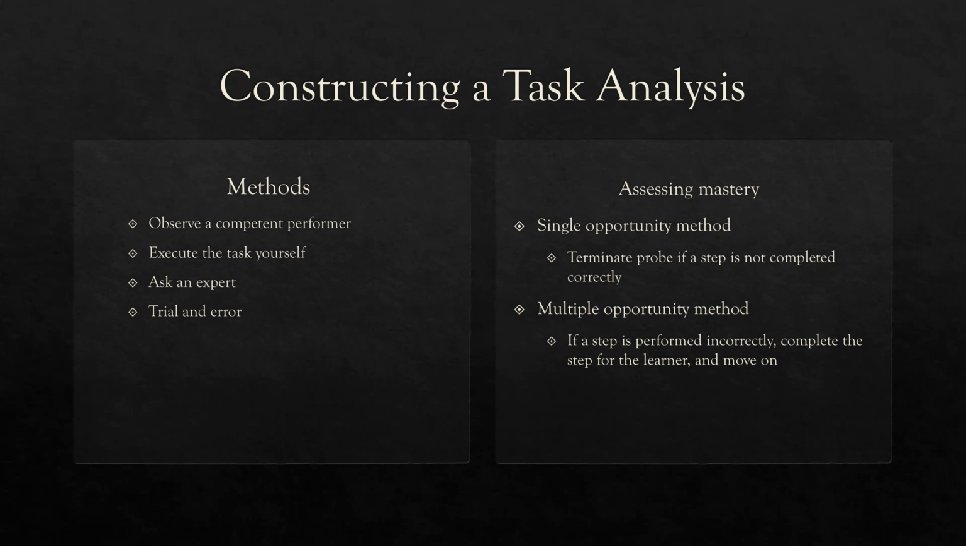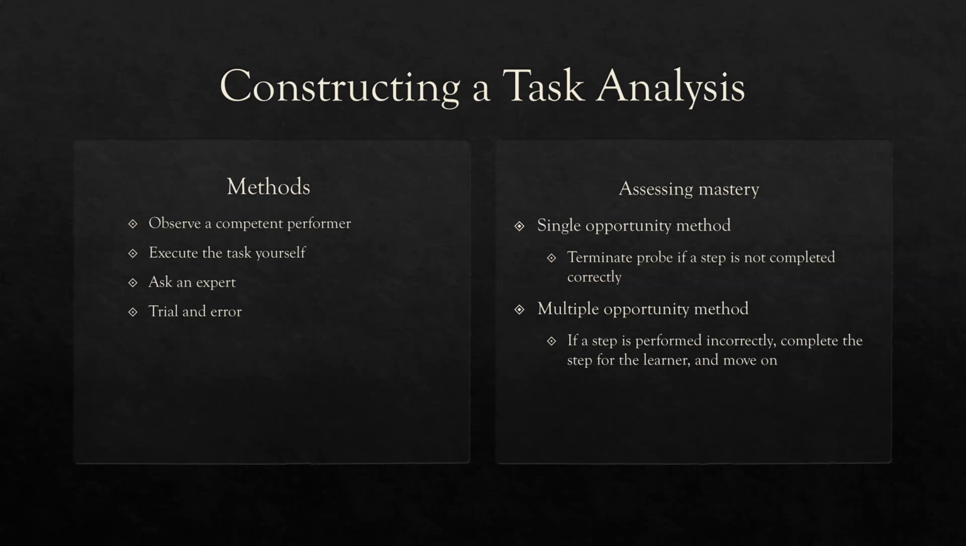2, you can execute the task yourself. So if you are able to complete whatever chain we're trying to do. If you can't ride a bike, then obviously you're not going to execute the task yourself of riding the bike. But if you can, that's perfectly acceptable. 3, you can ask an expert. So if you're trying to teach somebody to cook, asking Gordon Ramsay would be a great way to conduct a task analysis. And 4, trial and error. So you can do it the hard way, right? Where we construct this task chain, and through trial and error, we figure out what is the best way to teach these steps. What are the best steps? All 4 of these are perfectly acceptable, and you need to know them, especially for your exam.